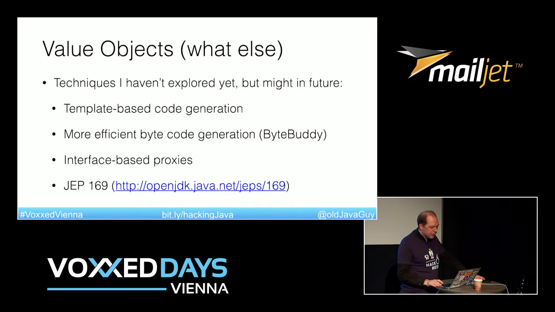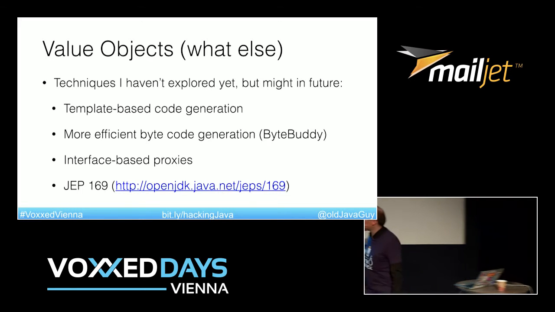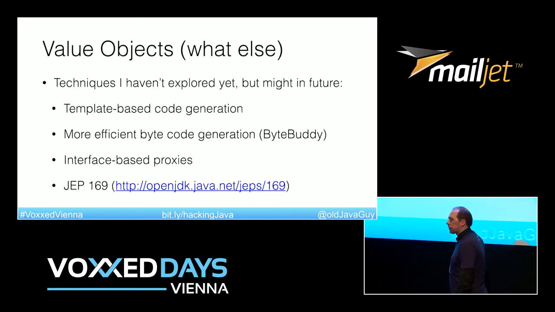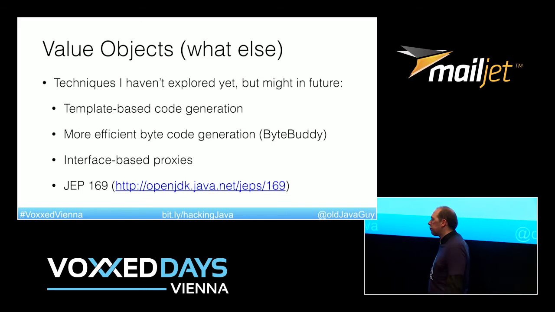Other things that I haven't looked into, but that are also out there, is template-based code generation. I personally don't like that. I think it's not elegant. But I see a lot of people doing code generation with Velocity or Mustache templates. It's there. It works.